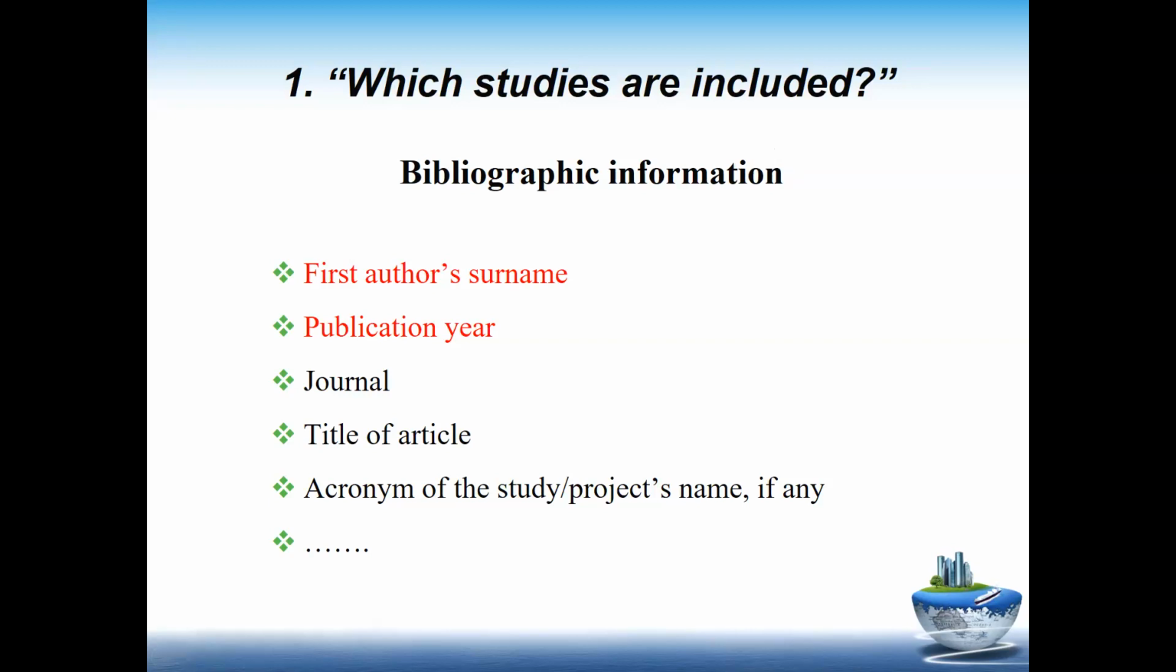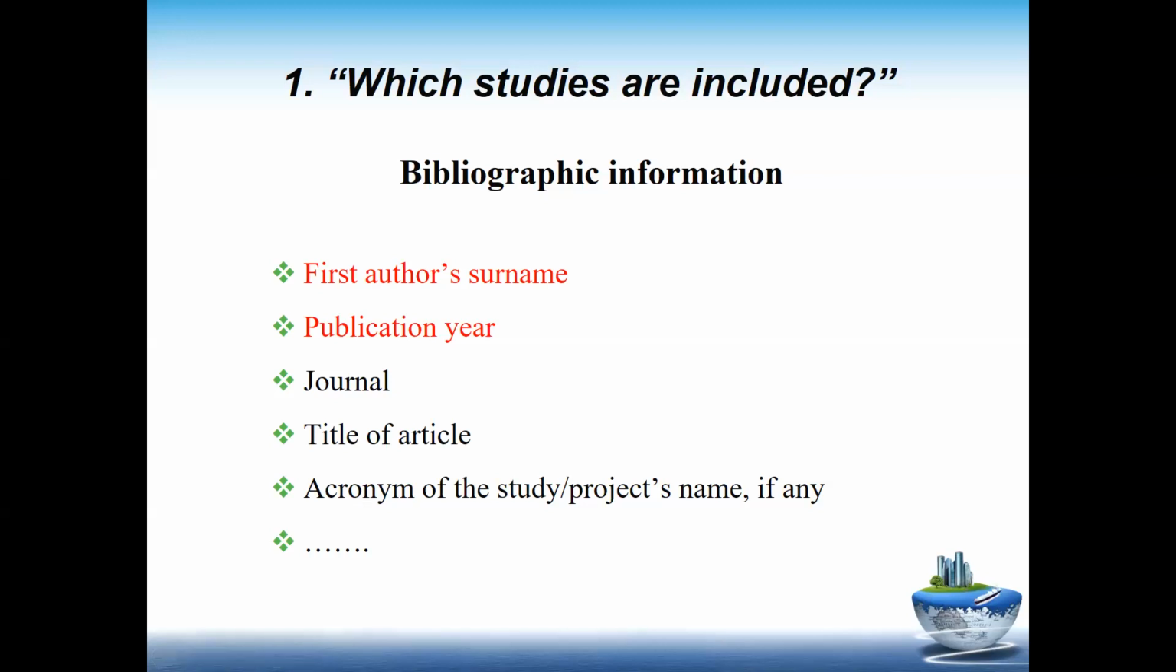In which year was the paper published? Maybe 2019 or 2015, right? So sometimes, for your own convenience, you may also extract the journal in which the paper was published, and maybe the title of the article, or sometimes you may extract the acronym of the study or project's name.